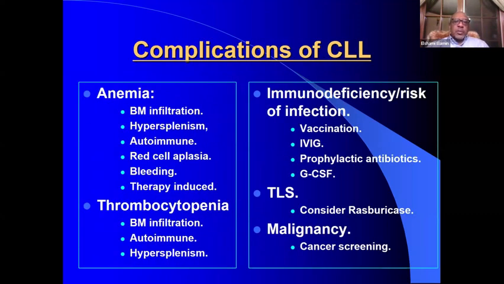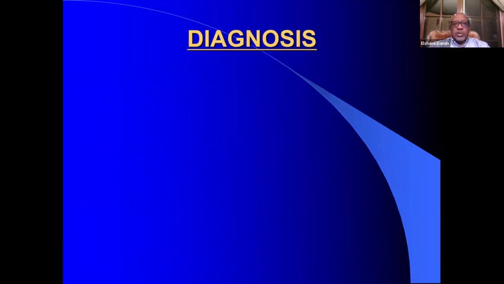You can see the anemia due to hypersplenism, autoimmune. You can see thrombocytopenia. You can see infection due to immunodeficiency. Very rarely, a patient may present with spontaneous tumor lysis syndrome, but typically TLS, or tumor lysis syndrome, occurs in patients who are treated with targeted agents. We'll talk about that later. Patients with CLL are immunodeficient, so they may develop cancer. So we highly recommend those patients undergo cancer screening.